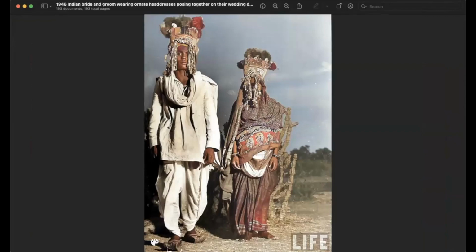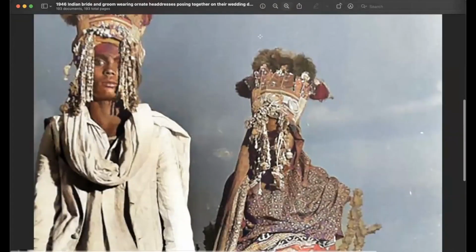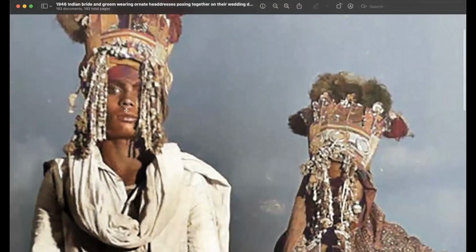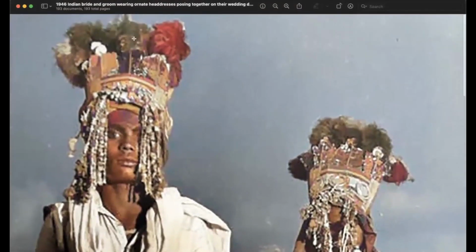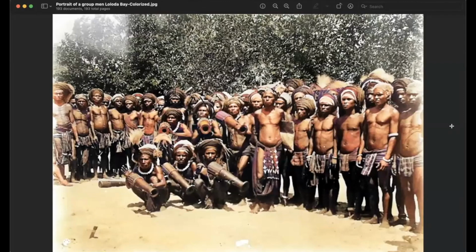Says here 1946 Indian bride and groom wearing ornate headdresses posing together on their wedding day. Okay, you see a Hindu couple. I can't see her, but you can see him. All right, look at that. Look at his headdress. Nice. Says here portrait of a groupman of Loloda Bay. Okay, again, this is all in the Indonesian Java area. Javanese, Indonesian, Papua New Guinea, South Pacific Island, Loloda Bay.